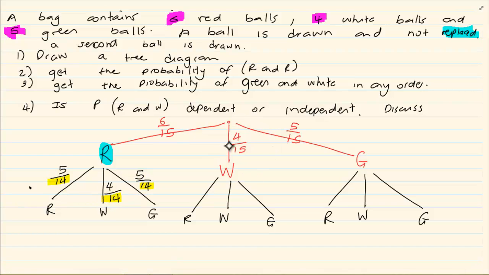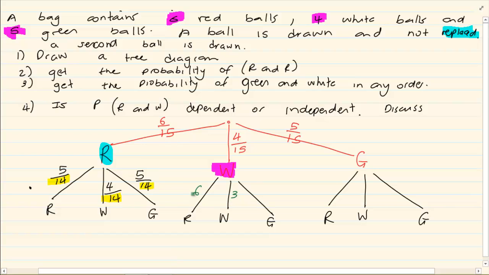Let's go to the next one. Now you had 4 white. If you took out a white, then instead of 4, you'll only have 3 left. But you still have 6 red and you still have 5 green. Again, it's over 14. Why? You had taken out one. Now why am I doing 3 branches in the beginning? Because you had a choice to get a red, a white, or a green. Then you took out one, and then again you had a choice of getting a red, a white, or a green.